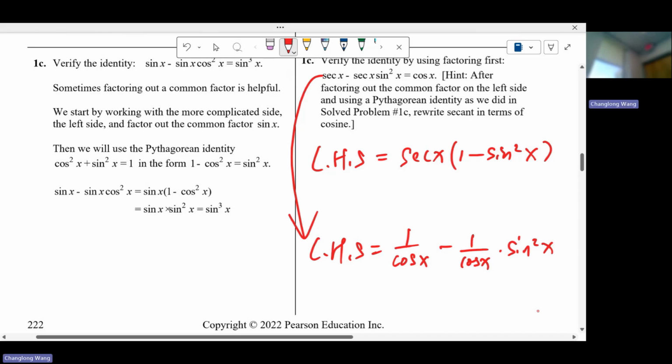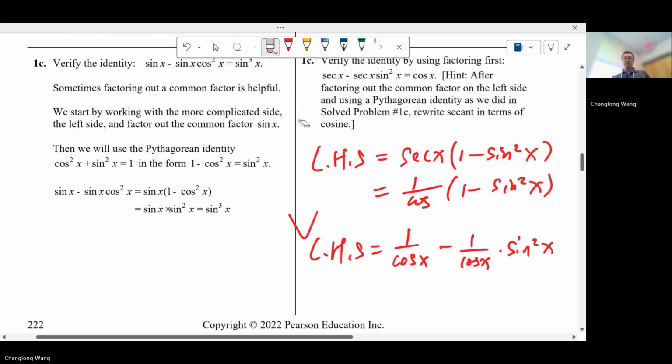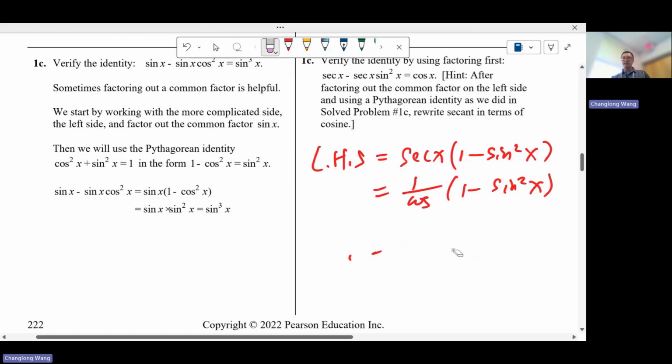Okay. Now, since we started this question, I guess that if you go with the first version, then you would have turned it into 1 over cosine, 1 minus sine square x, right? So now, what do you do next? If your goal is to turn the left-hand side into the right-hand side, but the right-hand side reads cosine x.